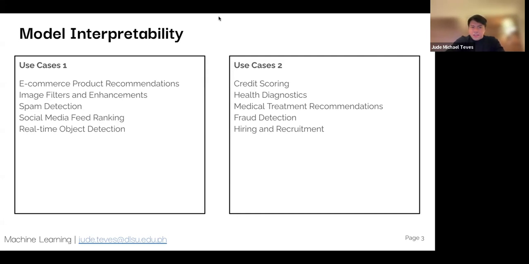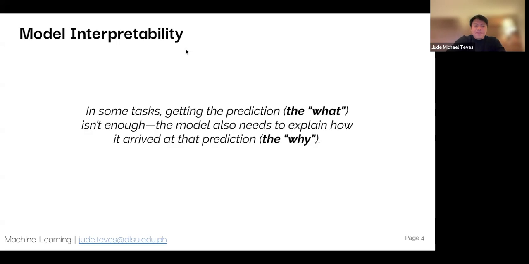I would say the left-hand side would require more performance or accuracy in their outputs, whereas use cases two, we need more explainability. Of course, that's the intent of this session because it's all about interpretability. So in some tasks, getting the prediction, the what, isn't enough. The model also needs to explain how it arrived at that prediction, the why.